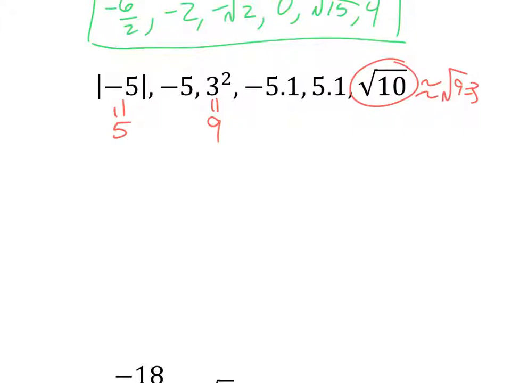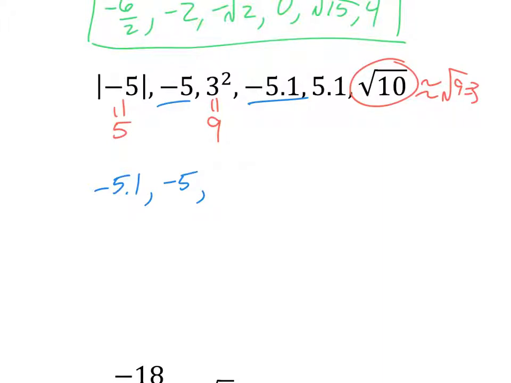Okay, so then if we're going to order them, we would start with the smallest one. Well, which one would be the most negative? We have 2 negative answers here. We have negative 5.1 and negative 5. Negative 5.1 is less than negative 5 because it's further away from 0. So we'd have negative 5.1 and then negative 5.